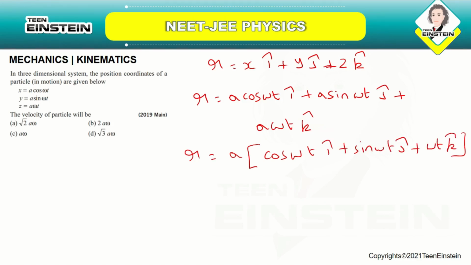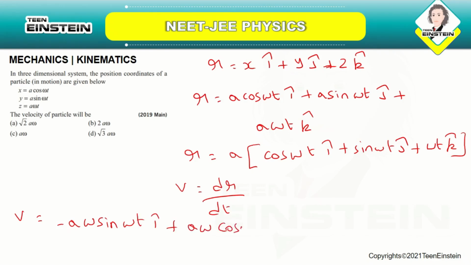Okay, so we know that the velocity v is equal to dr by dt. So you differentiate this with respect to t, you will be getting v is equal to, cos omega t will become minus omega sin omega t. Already one a is there, so it will go inside: minus a omega sin omega t i plus a omega cos omega t j plus a omega k.